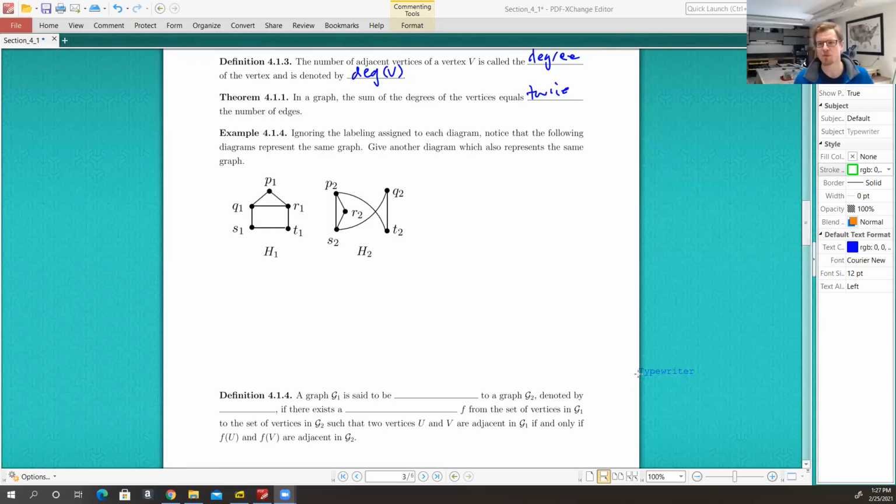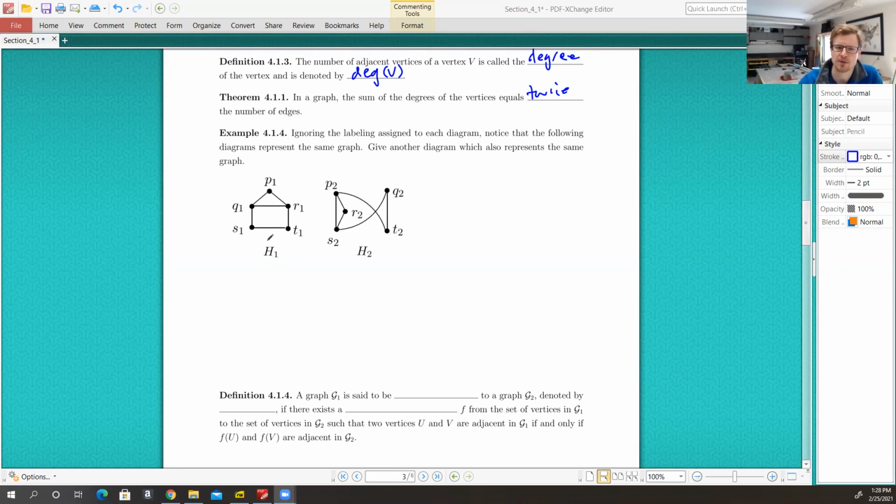We want to continue taking a look at section 4.1, graphs and their representations. One of the things about the representations of graphs is that there are a lot of ways to do it. Since there are different ways that we could draw a graph, we want to recognize that sometimes two graphs are equal to one another, they're the same graph, even though they're drawn differently. That's what this example considers here.